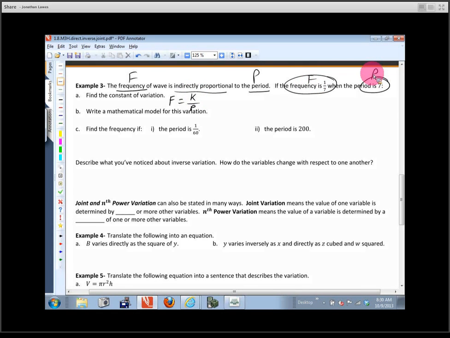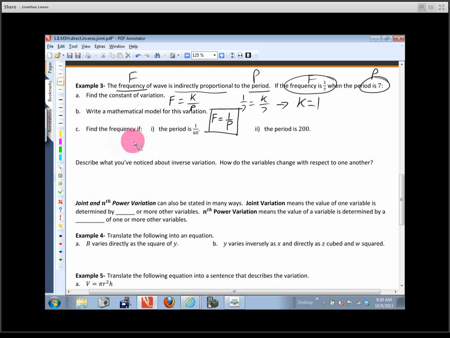Let's plug them in. So 1/7 equals K over 7. This is pretty easy because what's K? K's got to be 1. So here is our model. F equals 1 over P. We figured out what K is. Now we can write an exact mathematical model for this type of inverse variation. So let's figure these out.